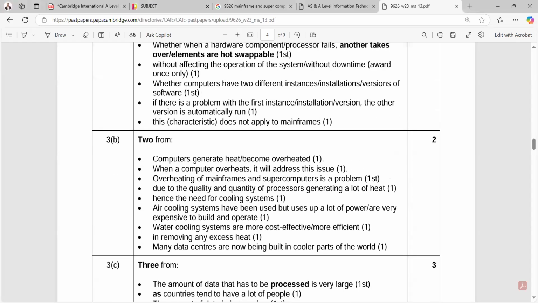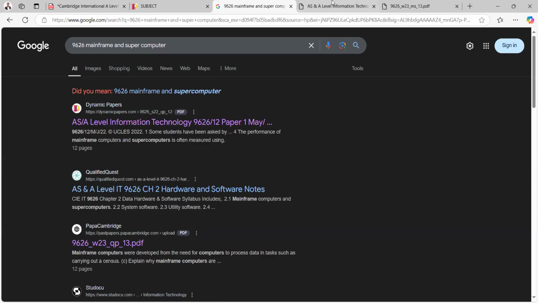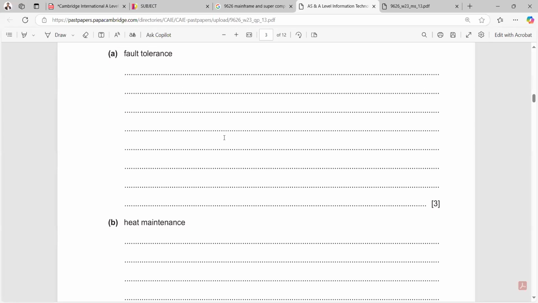Then for the B part, the heating part, it says that computers become overheated when they generate heat, and they will address the issues. Overheating is a problem in mainframes and supercomputers due to the quality and quantity of processing generating a lot of heat, hence the need for cooling systems. Air cooling systems use up a lot of power, so water cooling systems are most effective. So you are going to write this for 3 points.